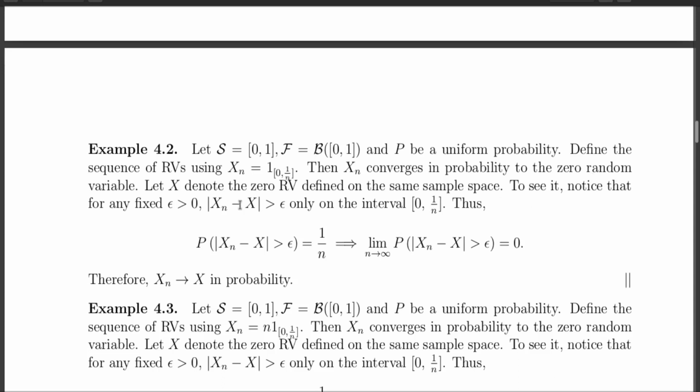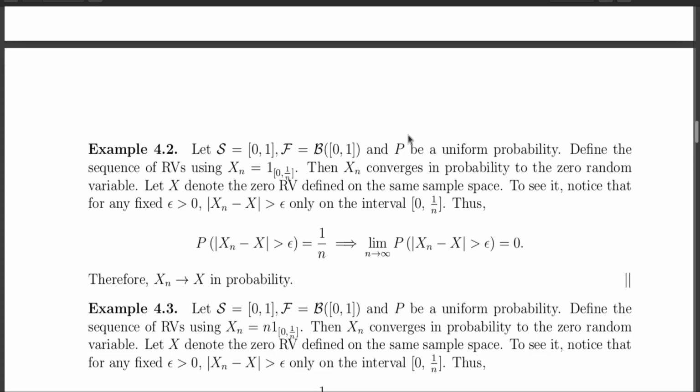Well, notice that if I take X equals 0, so |Xn - 0|, which is basically |Xn|, greater than epsilon. The |Xn| is only greater than epsilon over the interval [0, 1/n], because Xn is 1 on the interval [0, 1/n], and from 1/n to infinity it is 0. So for any fixed epsilon greater than 0, |Xn| is greater than epsilon only on the interval [0, 1/n].